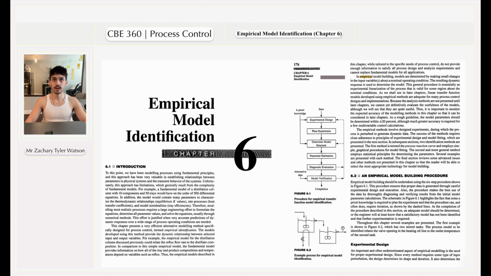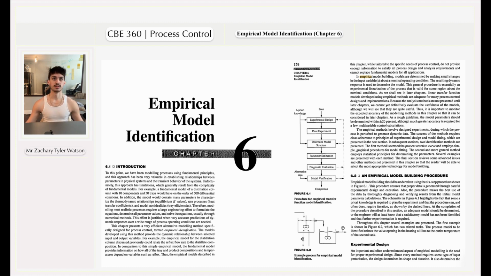In empirical model building, models are determined by making small changes in the input variables within a nominal operating condition. The resulting dynamic response is used to determine the model. This general procedure is essentially an experimental linearization of the process that is valid for some region about the nominal conditions. As we shall see in later chapters, linear transfer function models developed using empirical methods are adequate for many process control designs and implementations.